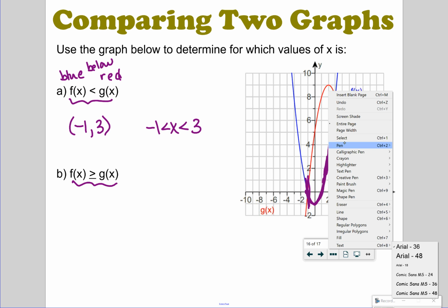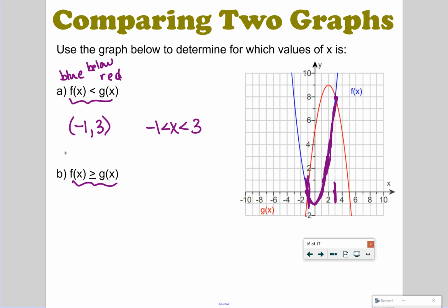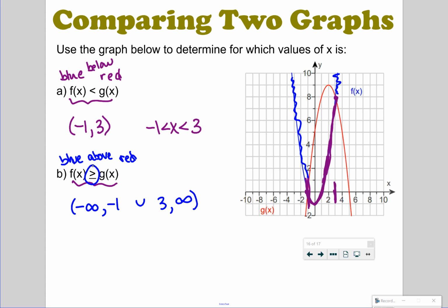Now, if we look at the other part of this problem, we want to know when is the blue graph greater than or equal to, so above the red graph. So that would be here and here, which are pretty much every other part of the graph except the numbers between -1 and 3. So those values are -infinity to -1 and 3 to infinity. And this time, because my inequality symbol was equal to, we would use a bracket. Now, if I put that in the other notation, it would be all x values less than or equal to -1, and also all x values greater than or equal to 3 would be how we would write that.